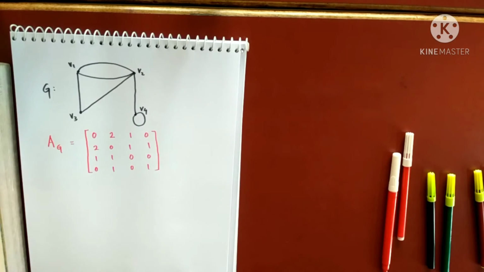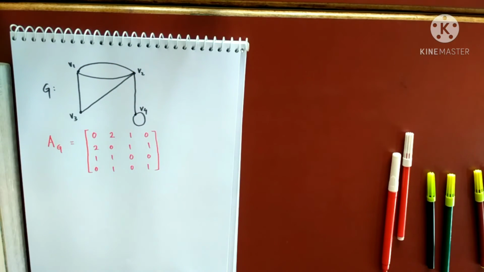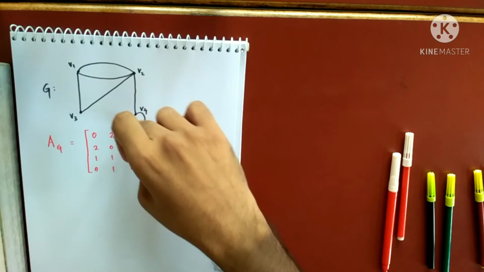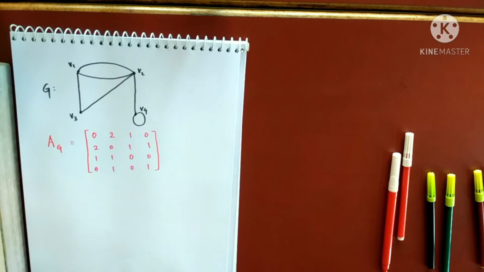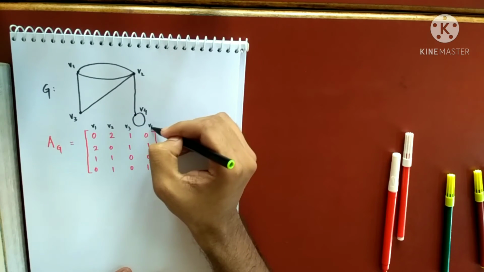Okay, so consider this graph, and I have drawn the adjacency matrix for this graph, with respect to the listing V1, V2, V3, V4. That means here is V1, V2, V3, V4 along the columns and V1, V2, V3, V4 along the rows, which I am not writing. If you want, you may write. Now look at the entry. Let me write it down. V1, V2, V3, V4.